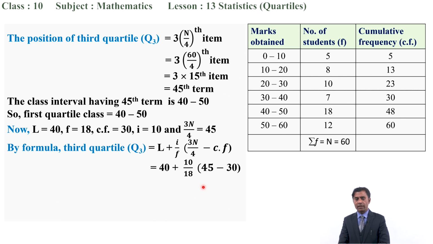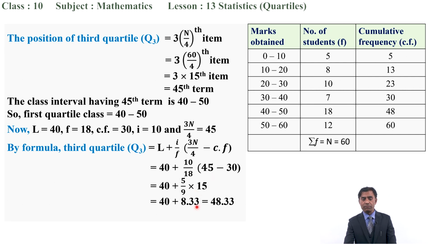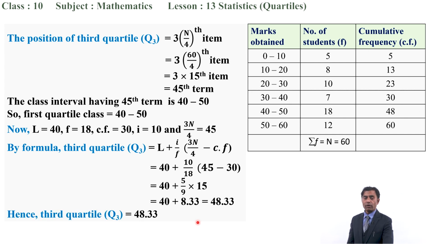Yes. After this, let's simplify 45 minus 30, which is 15. 15 times 10 divided by 18. Just simplifying, it is 5 by 9 times 15. Simplify: 5 multiplied by 15 divided by 9 is 8.33. So this is equal to 48.33. So the third quartile Q3 is equal to 48.33.